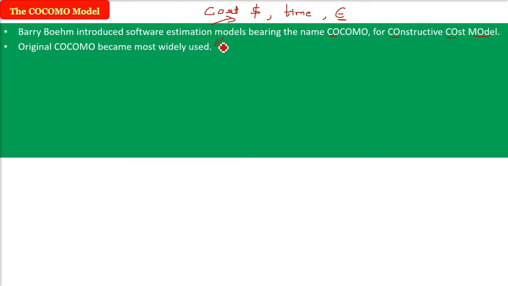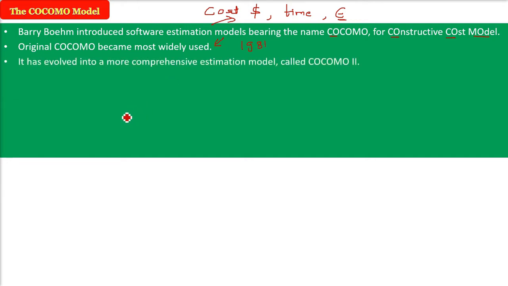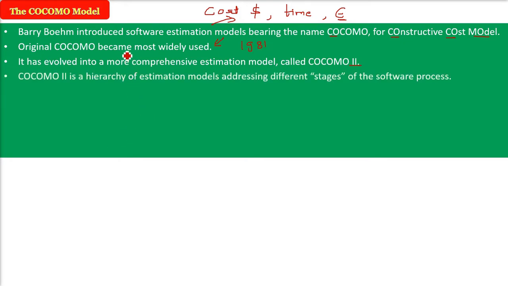Originally, the COCOMO model came in 1981, and it became a hit. It was widely used. And then, because of changes in the software technology environment, it has evolved into a more comprehensive estimation model, COCOMO 2. COCOMO 2 is a hierarchy of estimation models addressing different stages of the software process, whether you take waterfall or spiral, these are the SDLCs I'm talking about. So COCOMO 2 models require what as input? Sizing information. And that is the size, lines of code, the function points, etc.